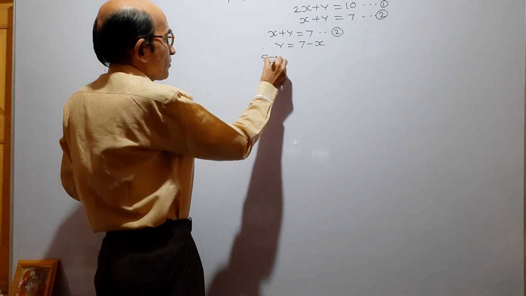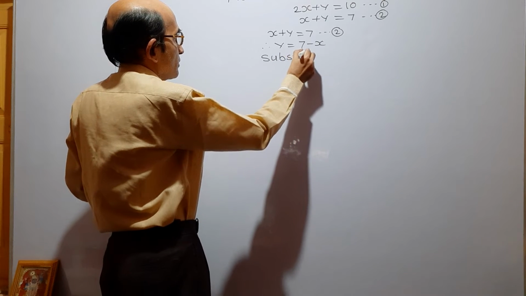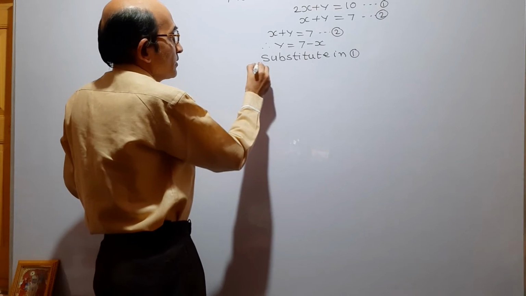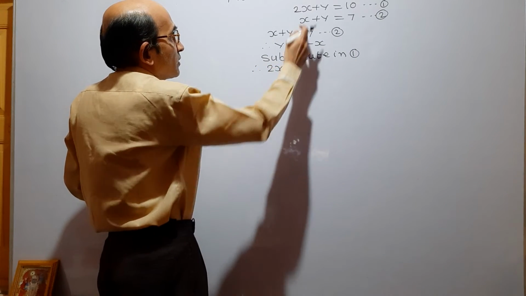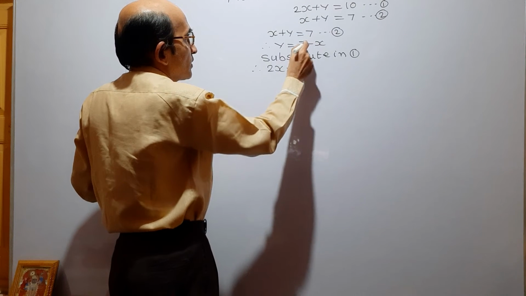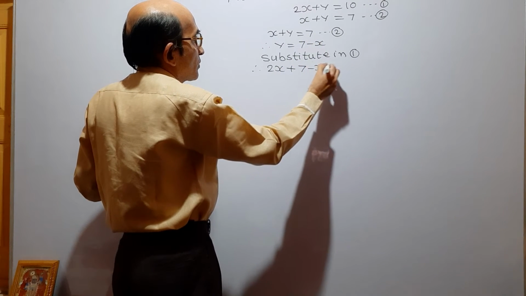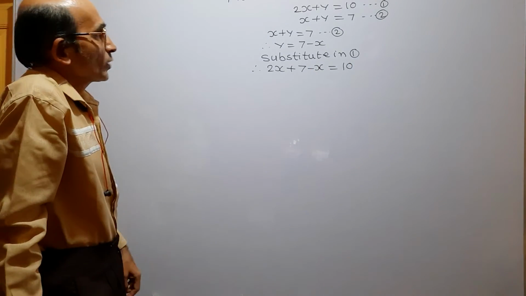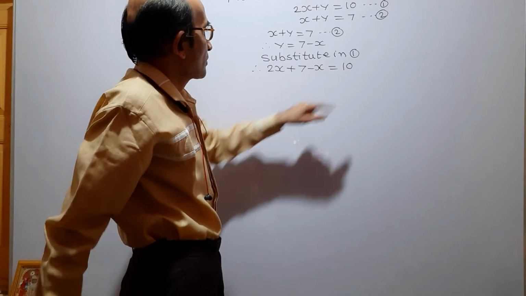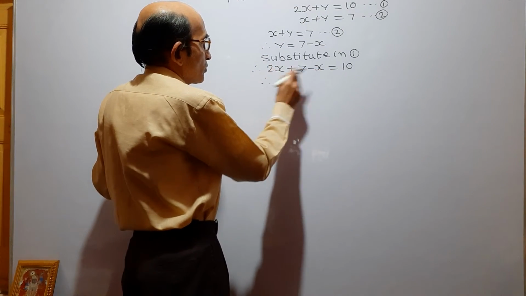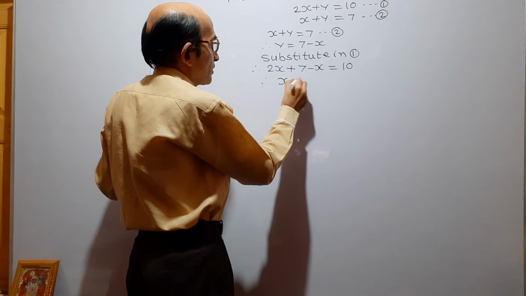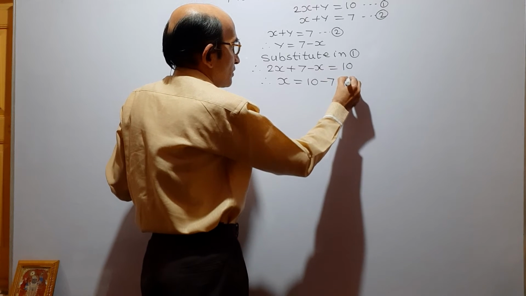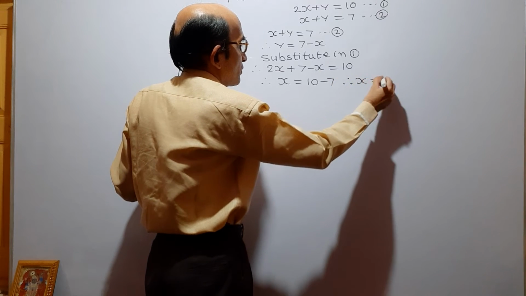So substitute in equation 1. Therefore, 2x plus y, that is 7 minus x, is equal to 10. 2x plus 7 minus x is equal to 10. 2x minus x is x equal to 10 minus 7. Therefore, x is equal to 3.